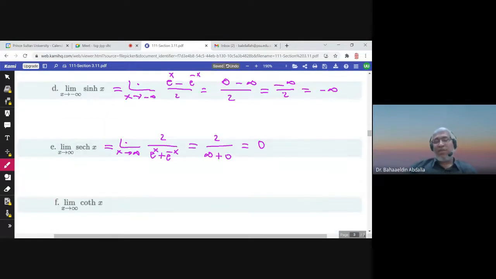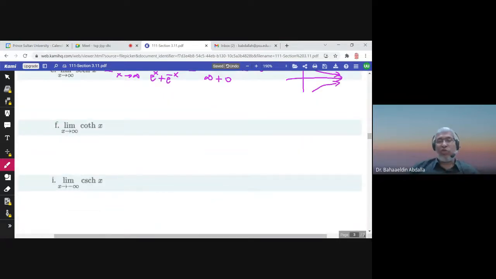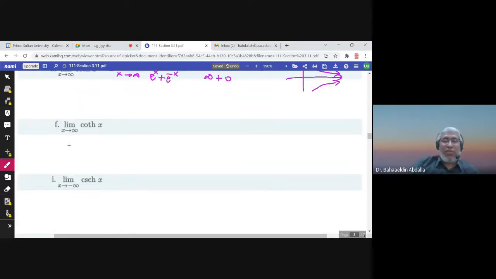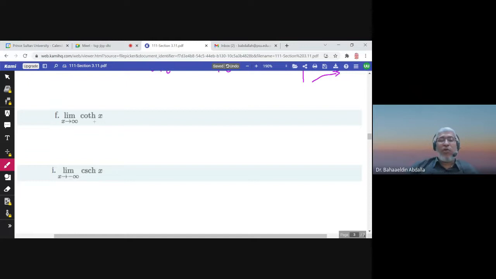And this means that for the graph of secant, as x approaches infinity, the graph approaches 0. So it's like this. Okay, the graph of hyperbolic secant approaches 0. It could approach 0 from above or from below. We need to choose points to check, but this is what we get from finding the limit when x approaches infinity.